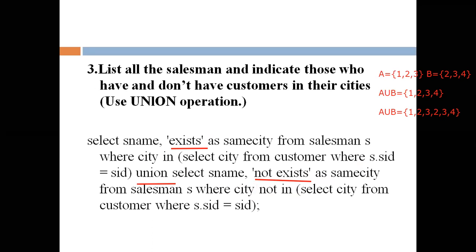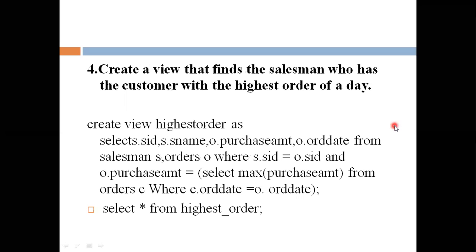So this is the third query. And the fourth query is to create a view that finds a salesman who has the customer with the highest order rating. This is something like if you take Zomato, you can see 20 to more than 50 people providing food delivery. I need to find the one who has the highest number of deliveries in a particular day. For this, I'm creating a view called highest order.